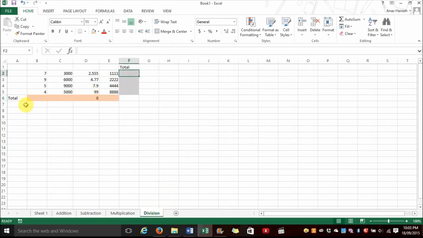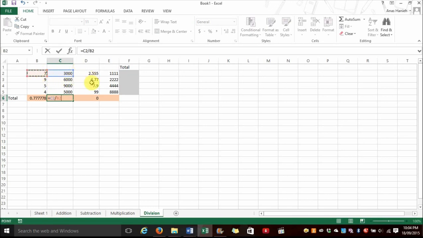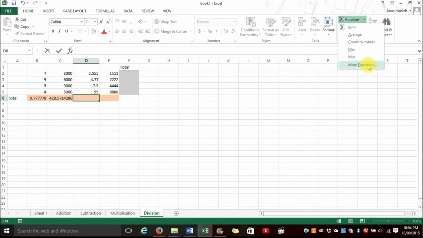Okay, division. We can try the first method: 7 divided by 9, whatever, divided by 5, divided by 4, and we get our answer. We can also do the equal sign 3000 divided by 7 equals. Now this function is basically like the AutoSum, but I don't know a way how to do it. I will be investigating this later on, and we'll upload another video about it.